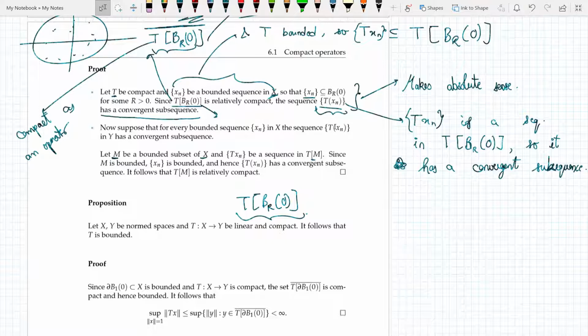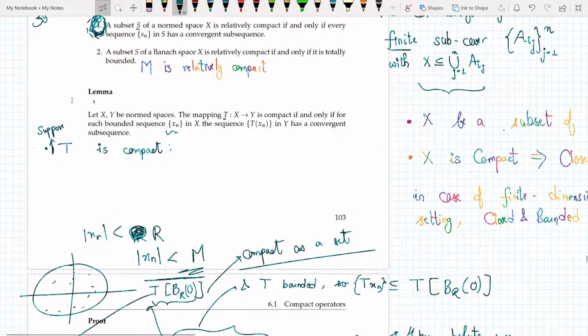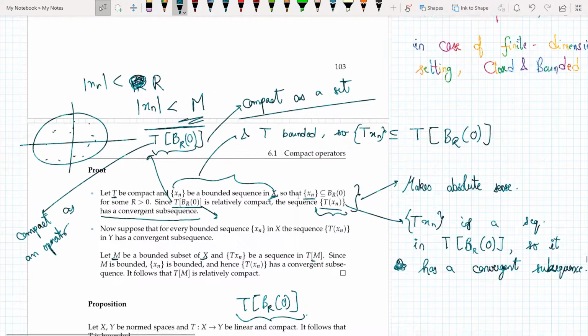So how do I know this is a sequence? Because T is compact means T is bounded, means T is continuous. A continuous operator maps bounded sequences to bounded sequences, so this sequence is also bounded. Now T(B_R(0)) is relatively compact, which means I take any sequence in my set and it has a convergent subsequence. So I proved that if T is compact as an operator, then the sequence Txn in Y has a convergent subsequence. That's exactly what I proved now.